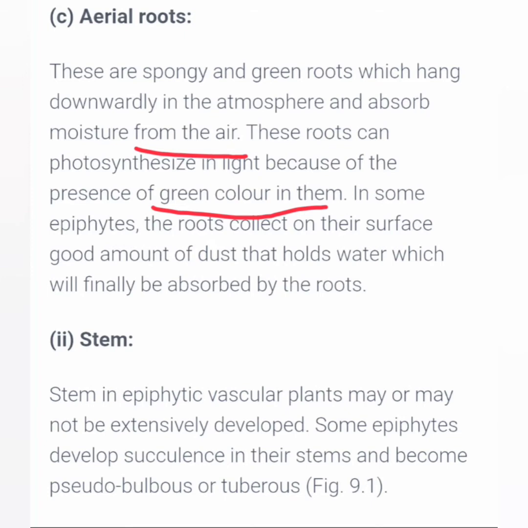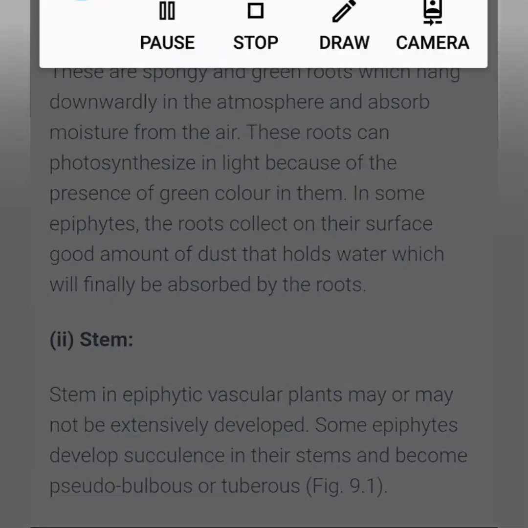They can do photosynthesis, and in some epiphytes, the roots collect on their surface a good amount of dust, and that dust helps to hold water, which will finally be absorbed by the roots. So these aerial roots can collect a good amount of dust so that they can hold more water, and this water can then be absorbed by the roots. So these types of roots can be seen in the epiphytic plants.